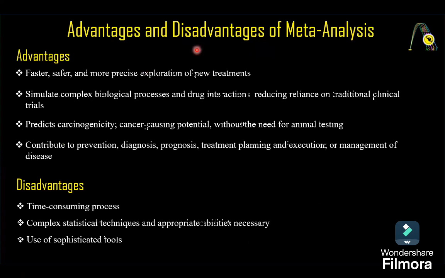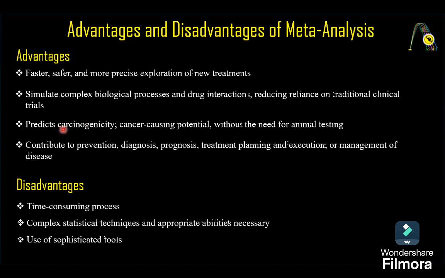All right. And now the advantages and disadvantages of meta-analysis. So advantages are that it's faster, safer, and more precise exploration of new treatments. And the other thing, like I mentioned before, it simulates biological and drug interactions, and it reduces the reliance on traditional clinical trials because, again, you're pooling the results of those different trials together. So it reduces the reliance on performing a large clinical trial.